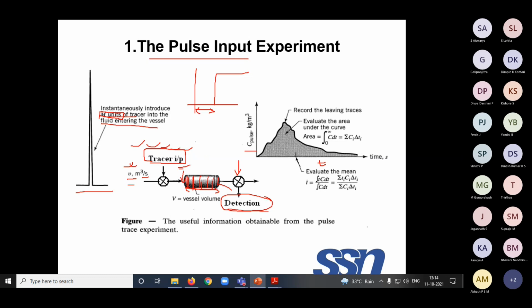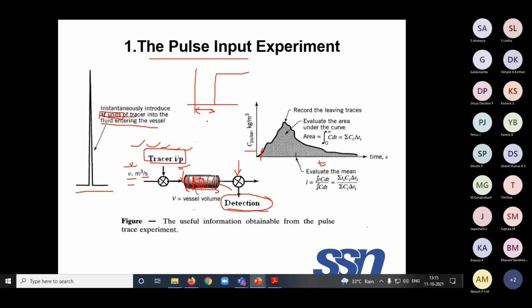Then it is ideal. But there are some non-idealities, due to which this fluid may suddenly come out. That is what is happening here. If you cut at this particular time itself, you are having the concentration of the tracer. That means that there is something mixing here. That is why this tracer is coming out much before.